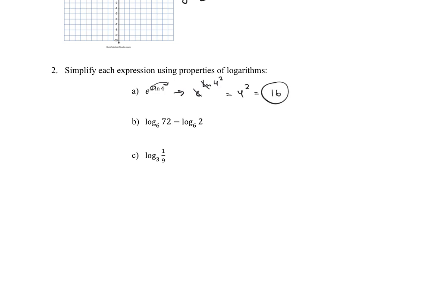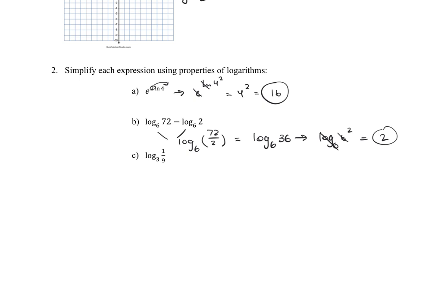is equal to 16. On part B, we can condense these into one logarithm, log base 6, and this is an example of the quotient rule because there is a subtraction sign between those two logarithms. So 72 divided by 2 is 36, so log base 6 of 36, we can change 36 into 6 squared. So the log base 6 cancels the base 6, and the answer is 2.